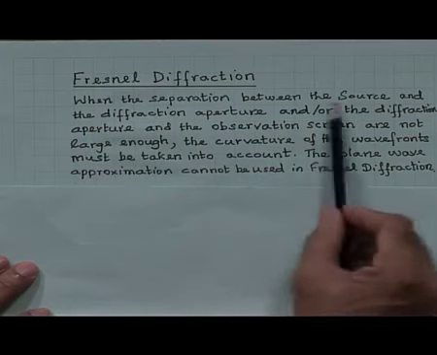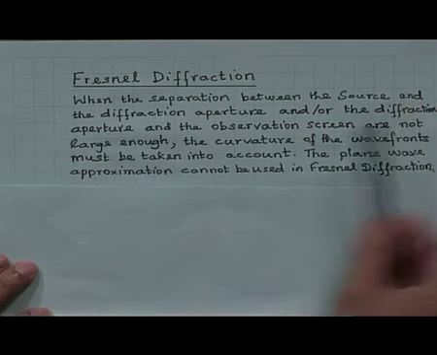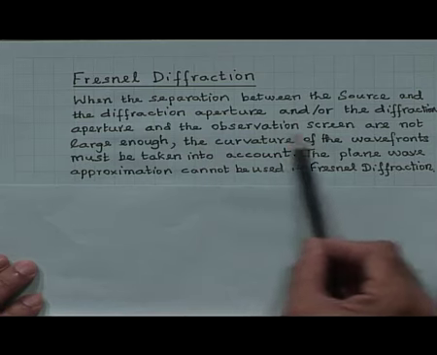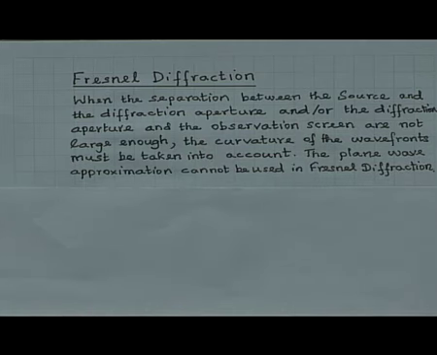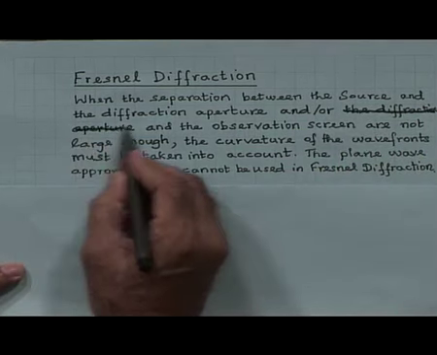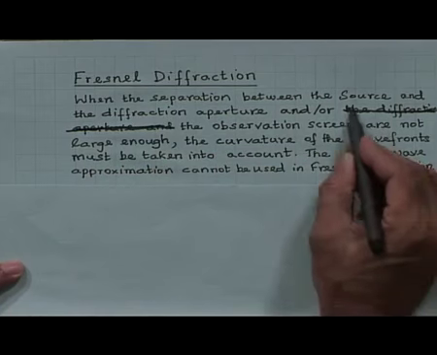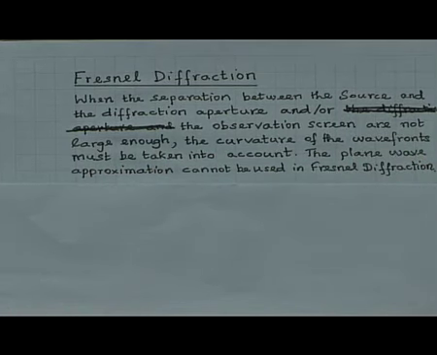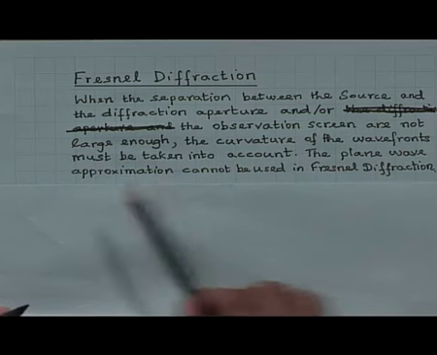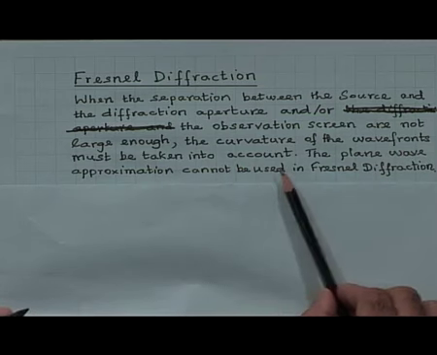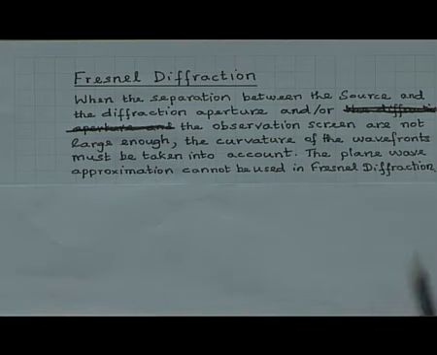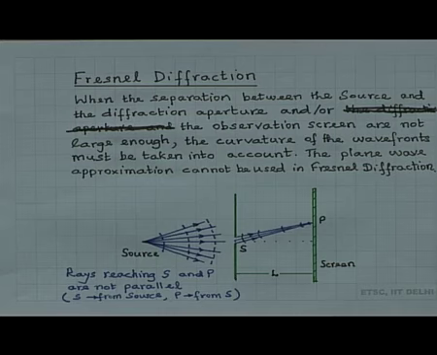So, when the separation between the source and the diffraction aperture or the observation screen is not large enough, the curvature of the wavefronts must be taken into account, and the plane wave approximation cannot be used in Fresnel diffraction. So, let us look at this.